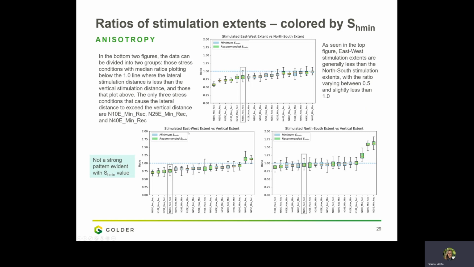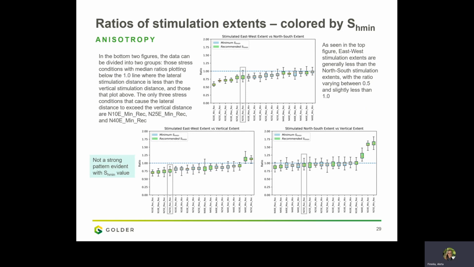Then on the bottom here, we show the difference between stimulation in east-west versus vertical, and stimulation in the north-south direction versus vertical, where if they were the same, they would plot sort of on this ratio of one here, which is the dotted blue line. And this is just to sort of tease out again the anisotropy in the system, which is going to be a very important question in terms of determining how closely spaced you might want these different stimulation zones in the well.